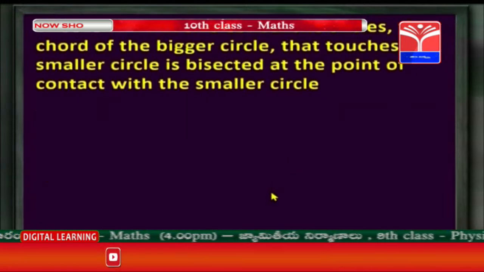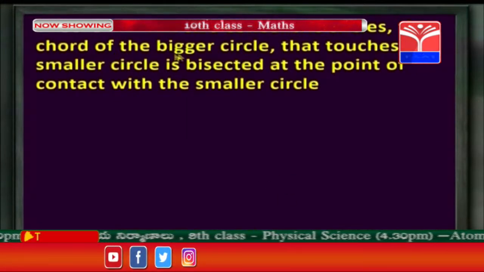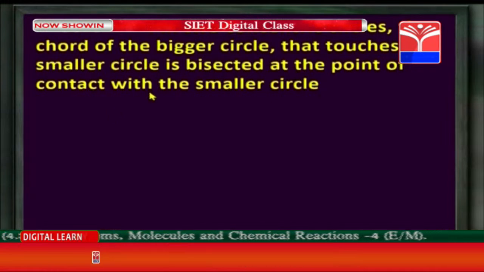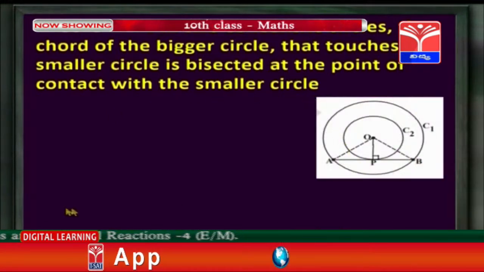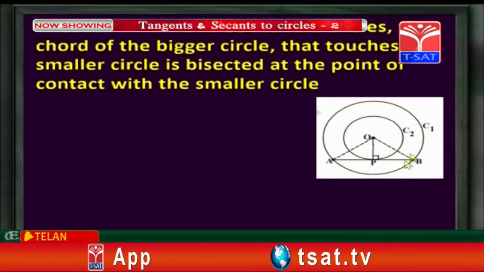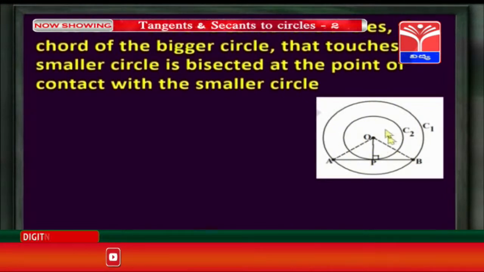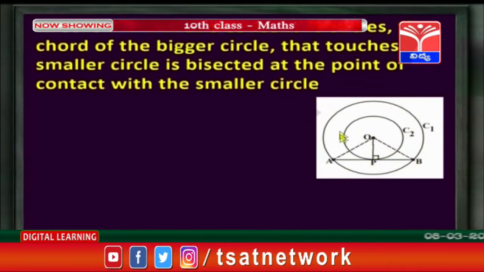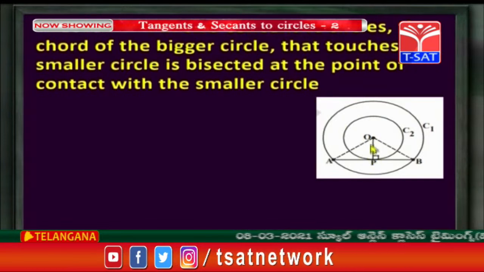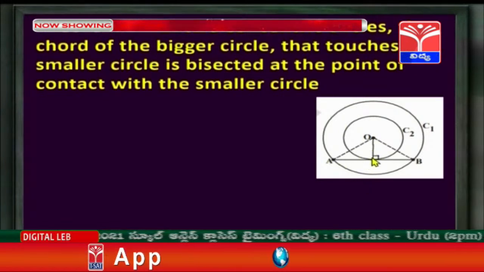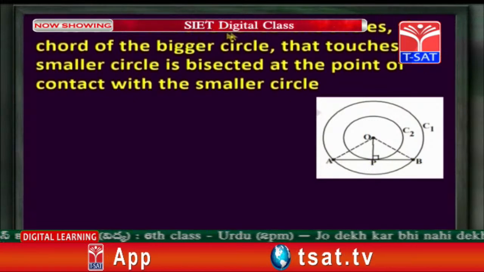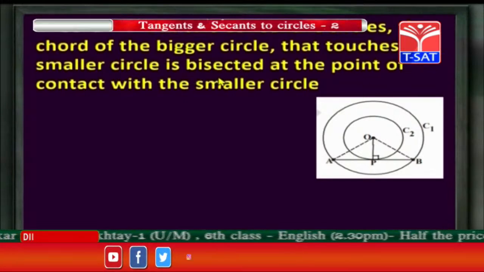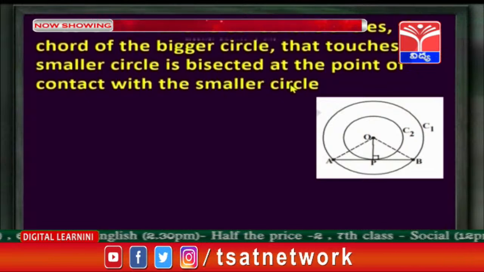Next theorem. In two concentric circles, the chord of the bigger circle that touches the smaller circle is bisected at the point of contact with the smaller circle. If you observe the figure here, one bigger circle and one smaller circle. This line AB is a chord to the bigger circle and a tangent to the smaller circle. Now, we need to show that AP is equal to PB. So, in two concentric circles, the chord of the bigger circle that touches the smaller circle is bisected at the point of contact with the smaller circle.